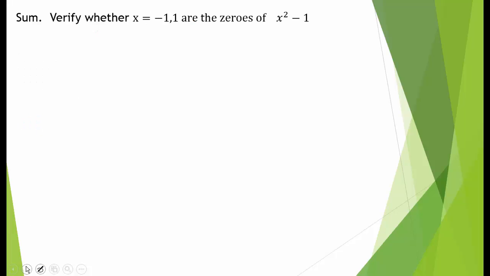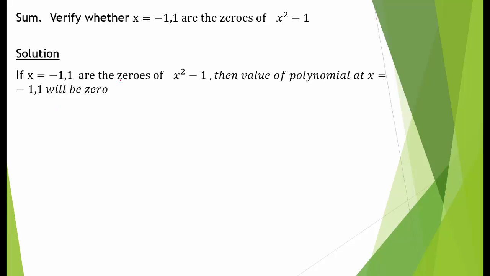Now verify whether these are the zeros of this. And you know that the definition of a zero is any real number at which the value of the polynomial is 0. So we will check whether p of minus 1 and p of 1 are 0 or not. If minus 1 and 1 are the zeros of this, then the value of the polynomial at minus 1 and 1 will be 0.